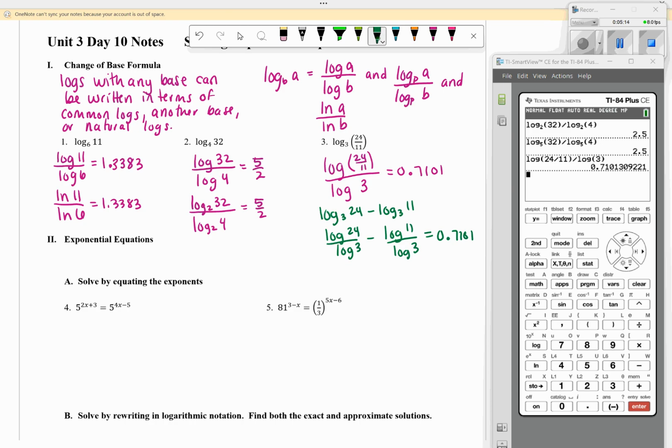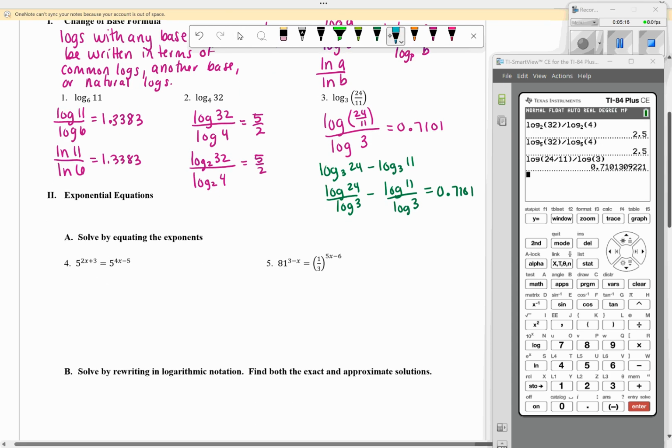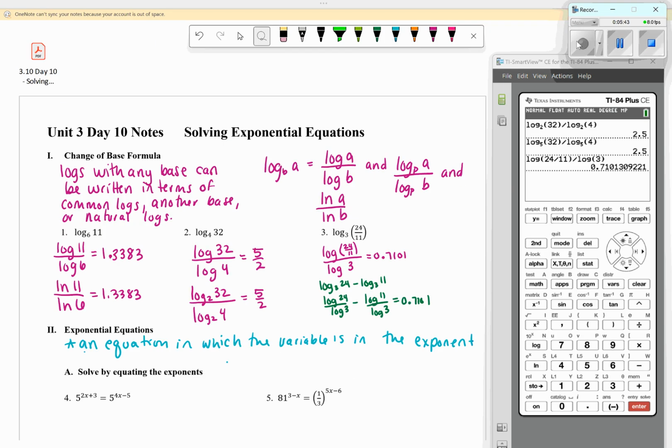So exponential equations. An exponential equation is an equation in which the variable is in the exponent. All right, sorry, I just moved that over. So an equation in which the variable is in the exponent, always check for extraneous solutions.